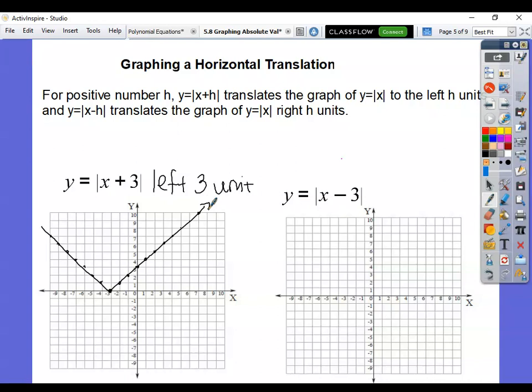All right, the next one, x minus 3, shifts the graph to the right 3 units. So from (0, 0), go to the right 3 units, which would be right there. You draw a V, and we're done.